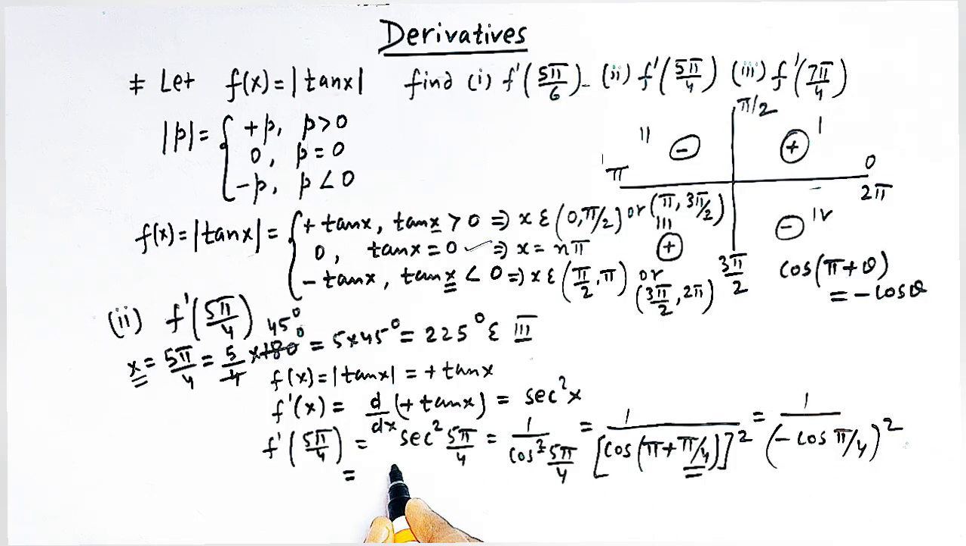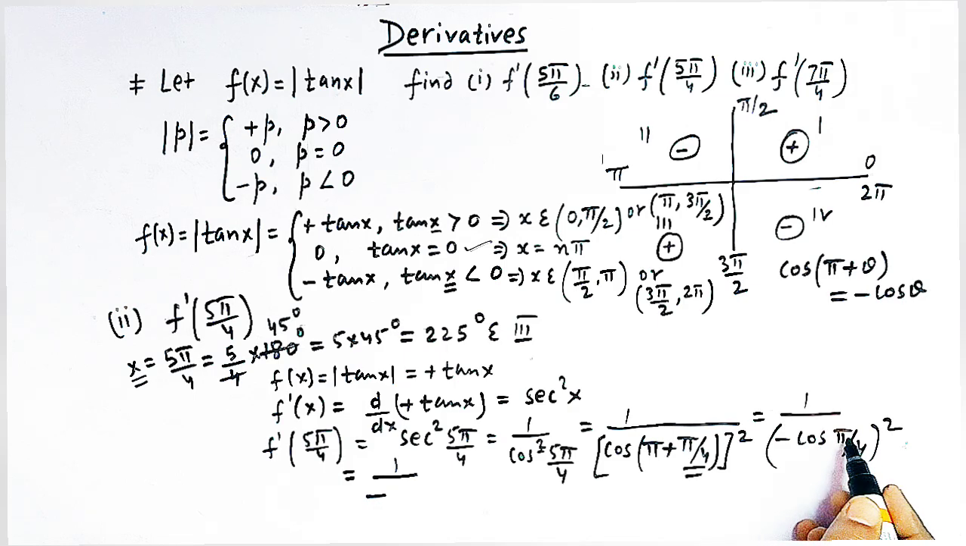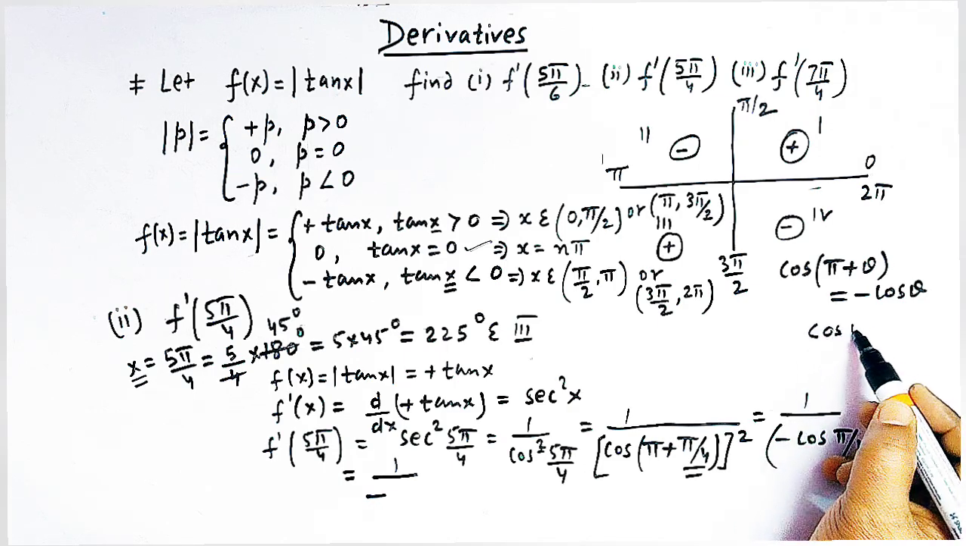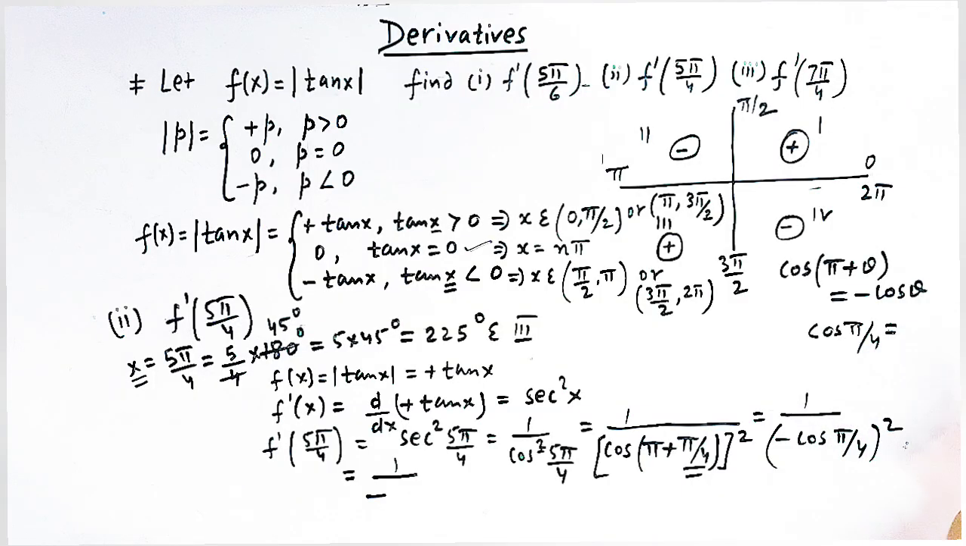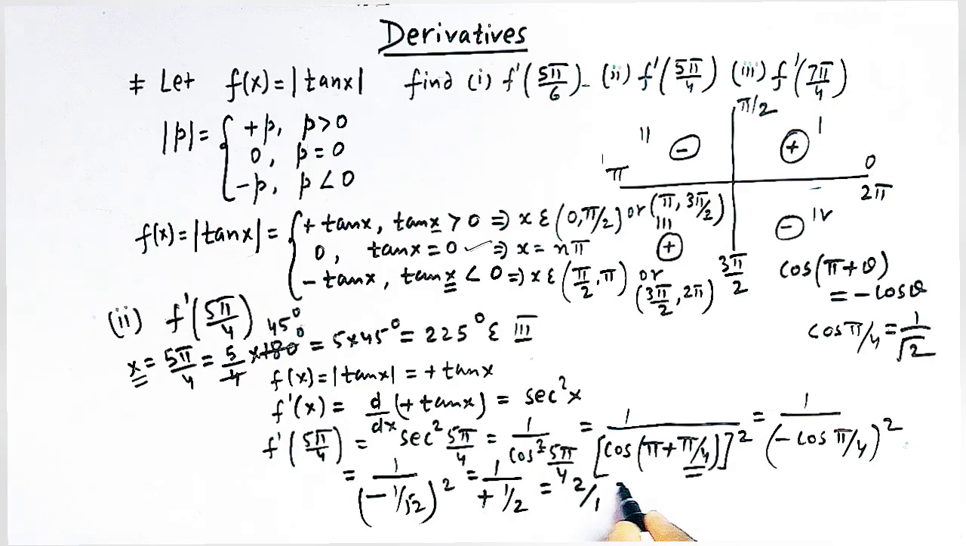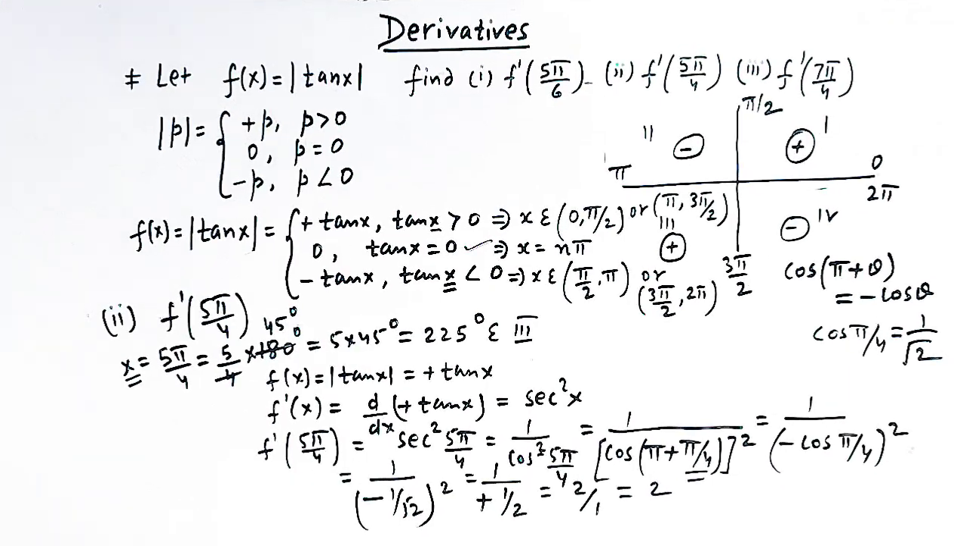So now we can write here minus cos pi by 4. So cosine pi by 4 is cos 45 degrees. So this is 1 over square root of 2. So we have 1 over root 2 square. So this is 1, and minus 1 square is positive. 1 over root 2 square is simply half, and we can take this 2 to the numerator. So we have 2 over 1, that is simply 2. So the value of f prime of 5 pi over 4 is equal to 2.